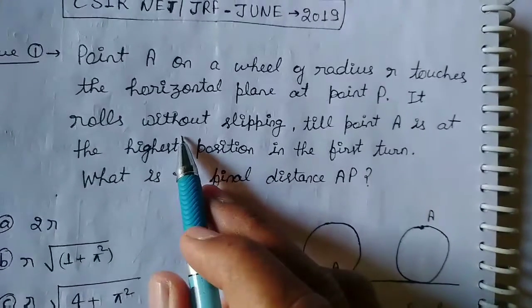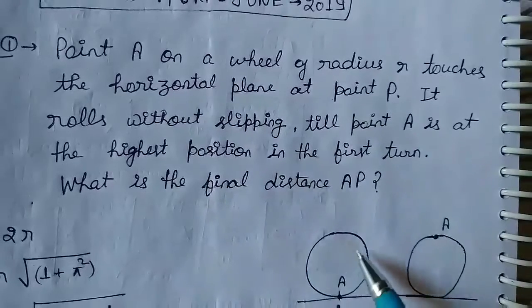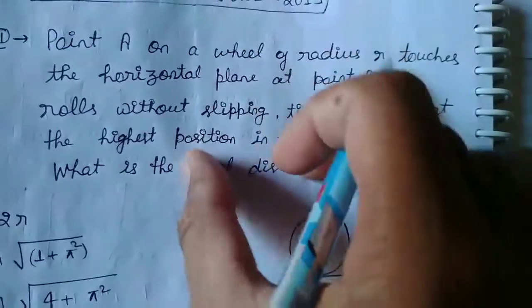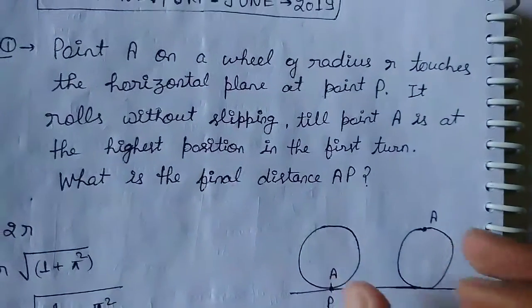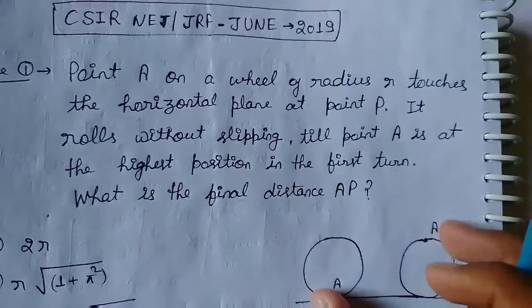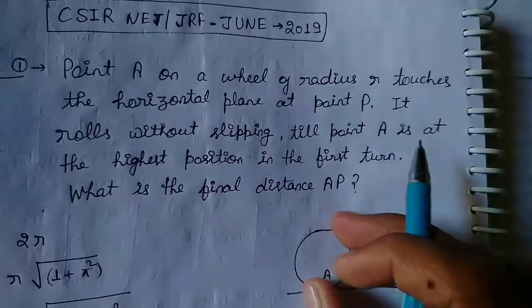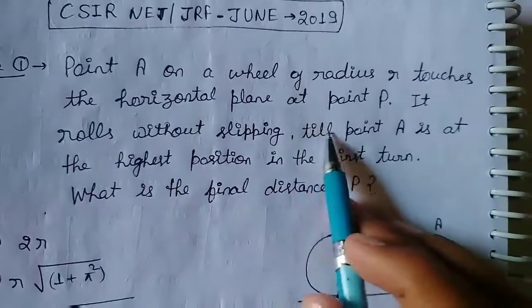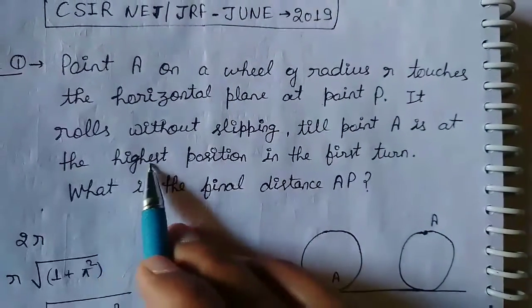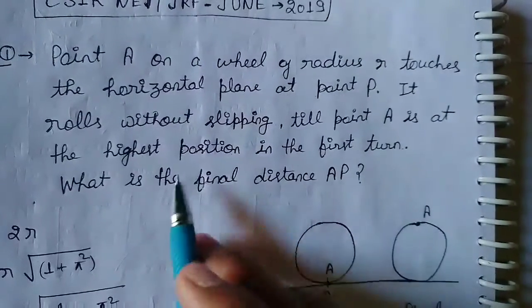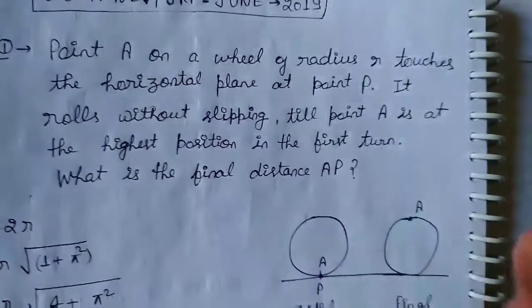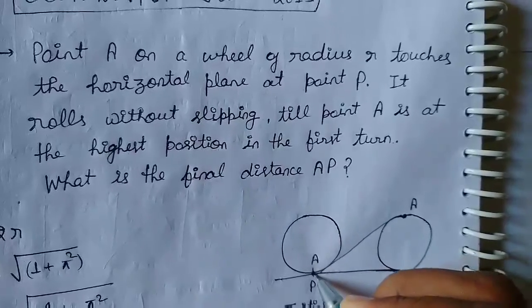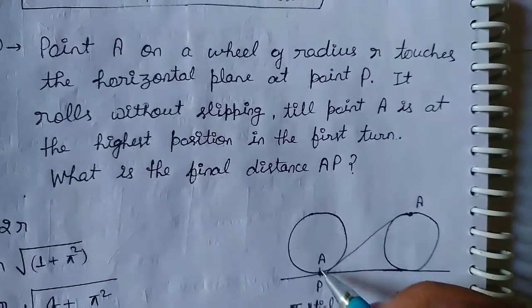That means P and A are coincident at a point. It rolls without slipping. This circular wheel rolls, which means it just covers a distance proportional to its circumference. It rolls without slipping till point A is at the highest position in the first turn. What is the final distance AP? Now you have to calculate this distance AP.